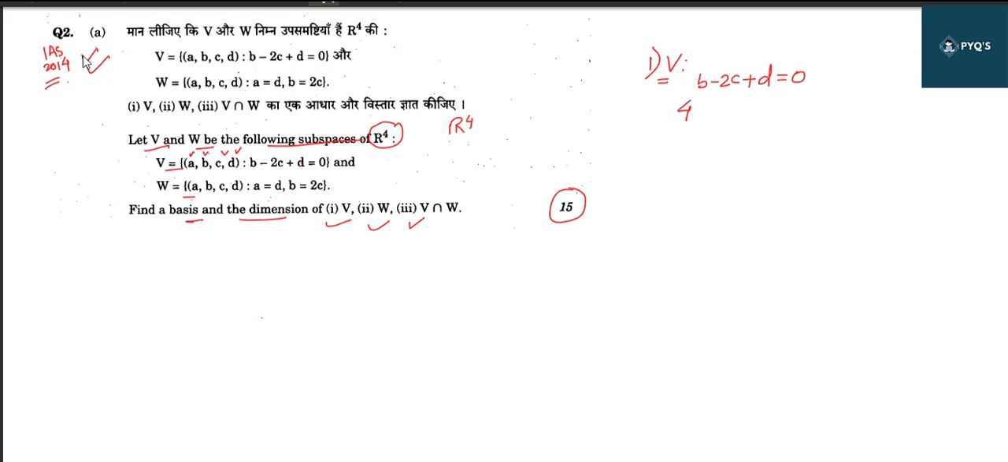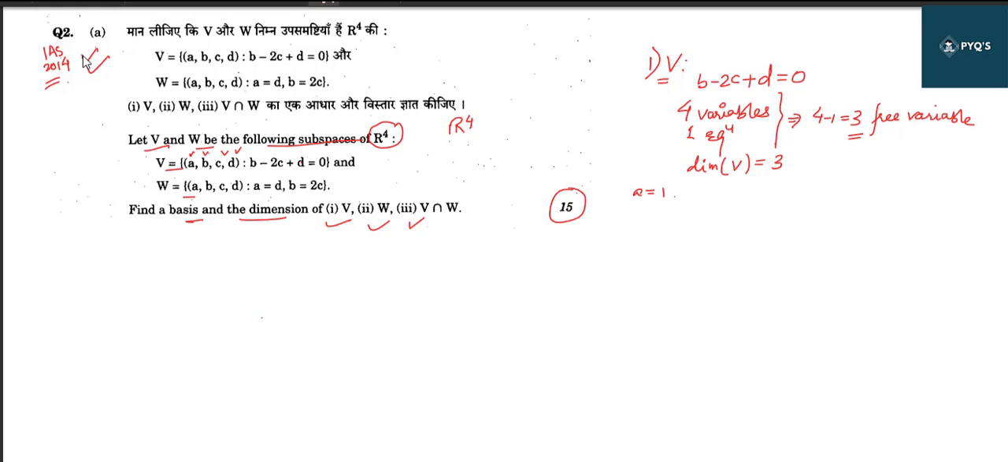So the total number of variables is 4, and one equation is given. So the total number of free variables is 4 minus 1, that is 3 free variables. So from here we get that the dimension of V equals 3. Now to find the basis, we can make a combination of the 3 variables A, B, C by putting one as 1 and the others as 0 at the same time.